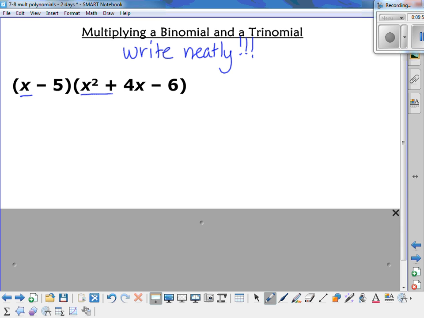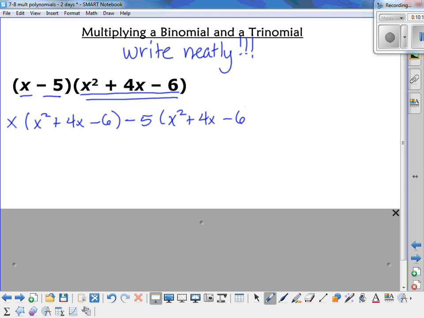All right, so I'm going to take my x and multiply it times the second parentheses. So x times x squared plus 4x minus 6. And then I'm going to take my negative 5 and multiply it also times the parentheses. X squared plus 4x minus 6. So it's the same thing you've been doing, it just is a little bit more work because there's a few more terms. But it's the same thing.